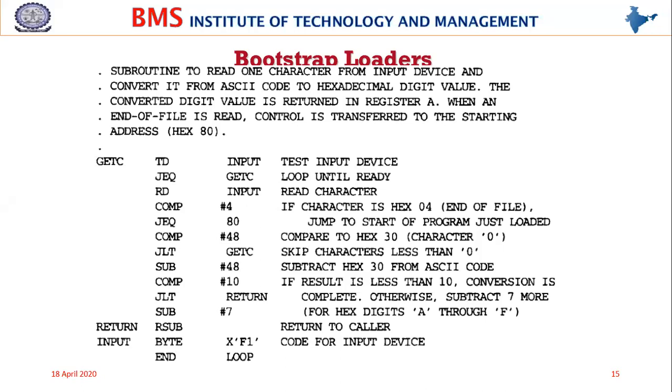Agreed? If it is not 0, it is not the end of the file, then it should be anything between 1 to 9 or anything between A to F. That means hexadecimal 10 to 50. Then what we are doing, subtract #48, again the 0 value, that is hexa 30, from your accumulator.